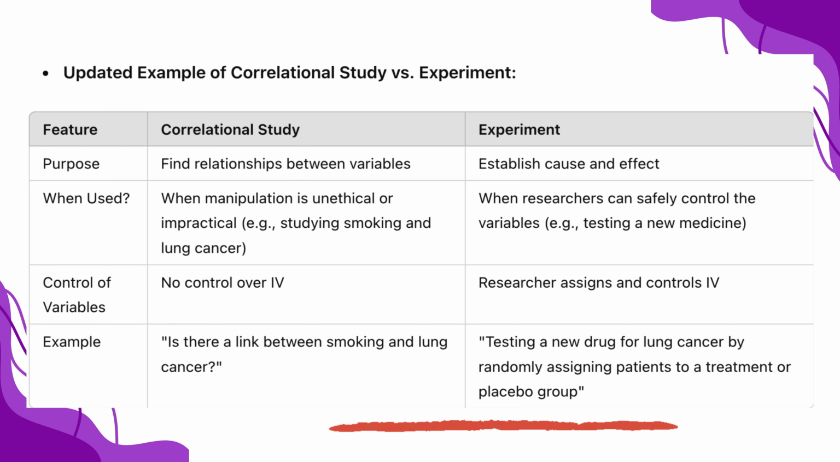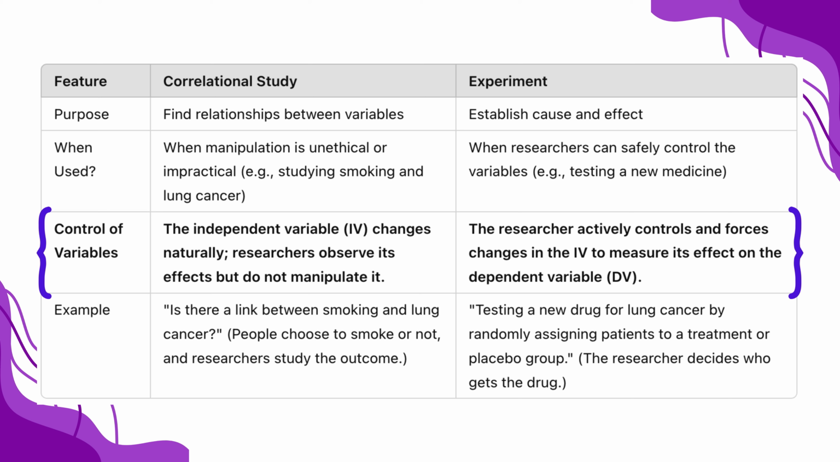The explanation that ChatGPT provides for the control variable is vague. We can prompt it to emphasize that in correlational studies, the independent variable changes naturally, while in experiments, researchers control and cause changes in the independent variable.